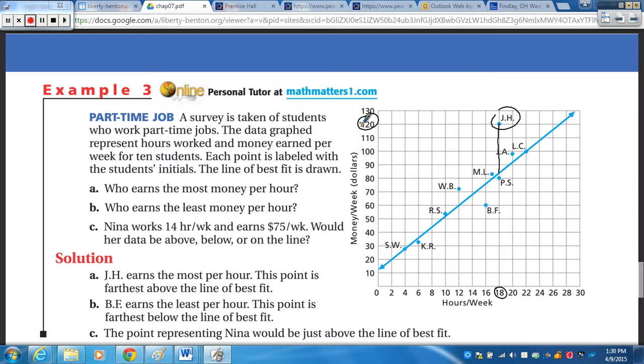Now, who earns the least amount of money? Well, if this is the highest above the line of best fit, we're looking for the lowest below the line of best fit. We can either go KR, BF, or PS. I'm probably going to go BF right here, the lowest below the line of best fit. As I look there, it's 16 hours and they did about $75. So if we take $75 divided by 16, they're making $4.69 an hour.